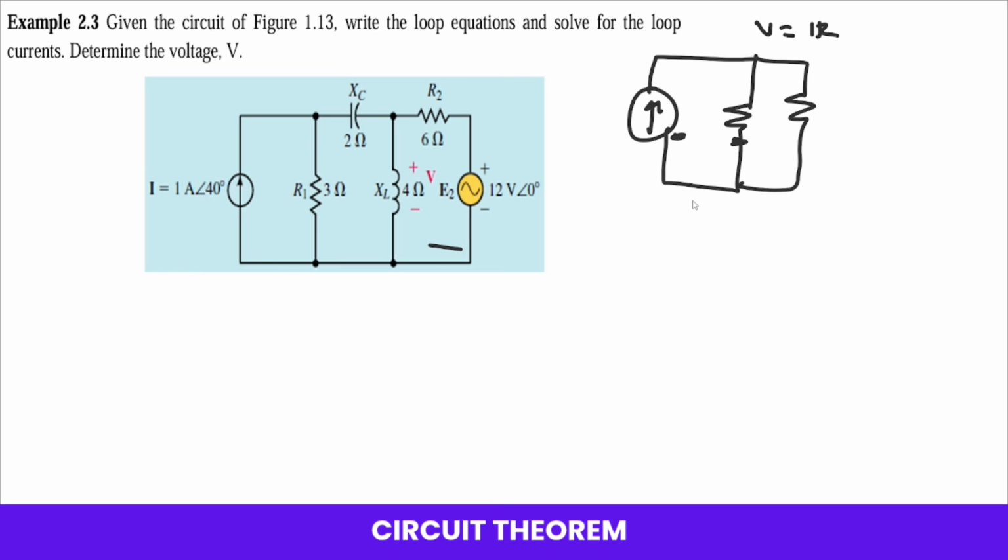Similarly, anytime you have a voltage source in series with a resistor, you can convert it into a current source by using the relation I is equal to V over R. Okay. So that is the concept we are going to use here now.